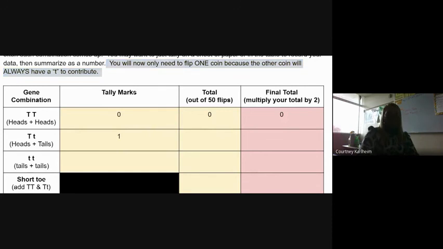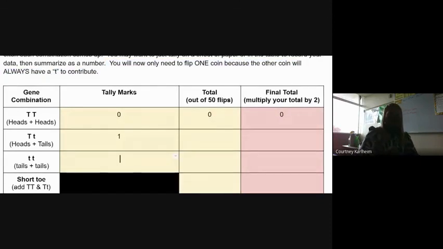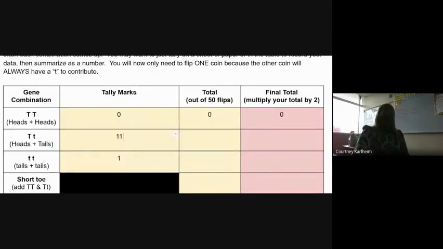So we can go again. I'll flip it again. I get tails. So I go over here. Now I got 2 tails. Again, you guys can use this data too if you want, if you didn't already do it. I got heads. So I get another heads. So now you're just flipping one coin and doing the same thing.